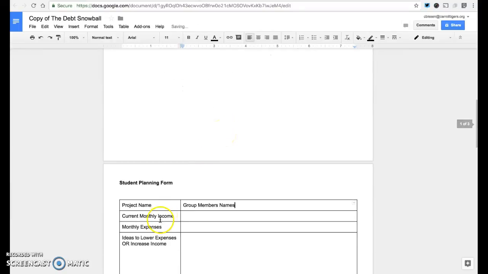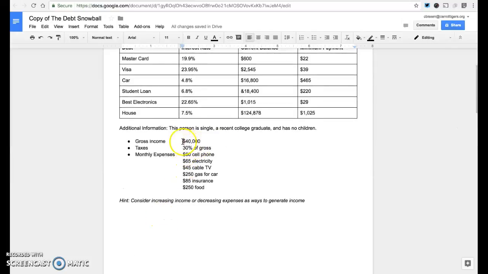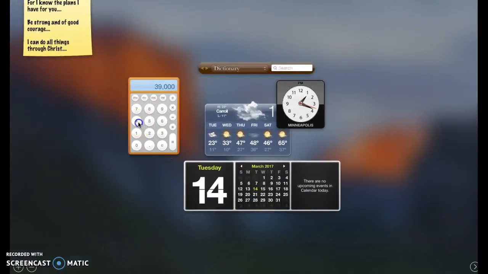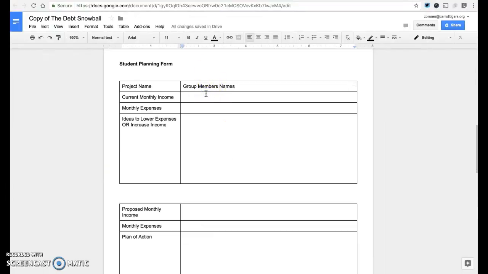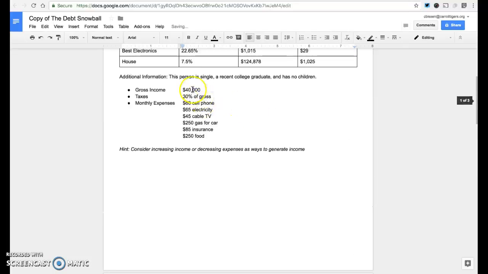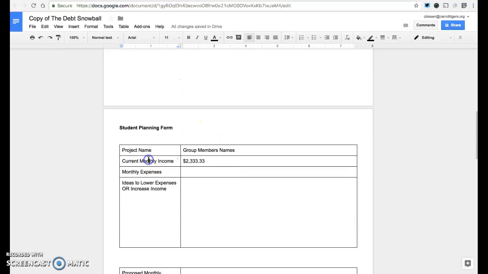Our current monthly income. I need to figure out 40,000. I need to figure out what 70% of that is because that's what I'll take home. So I'm going to go 40,000 times 0.7 divided by 12, and I figure out I make about $2,300 a month. All I did was I took 40,000 times 0.7, that's 70% of what I'm going to take home. I divided by 12 because I want to know my monthly income.